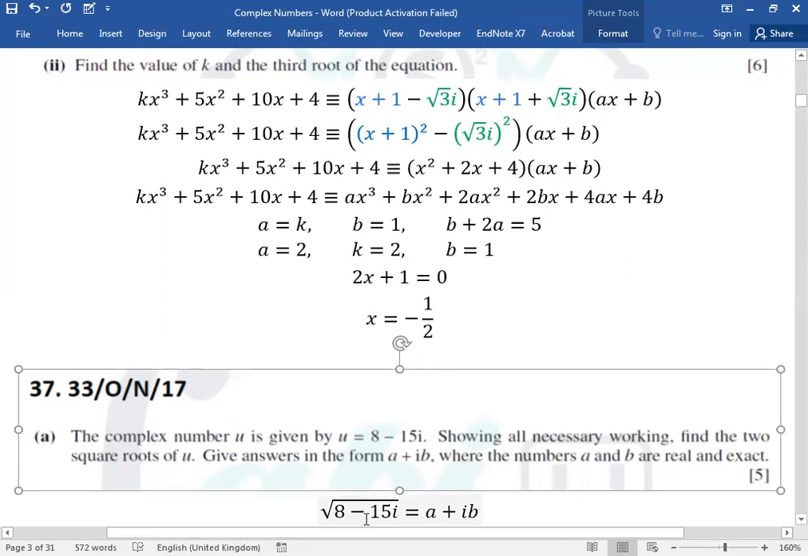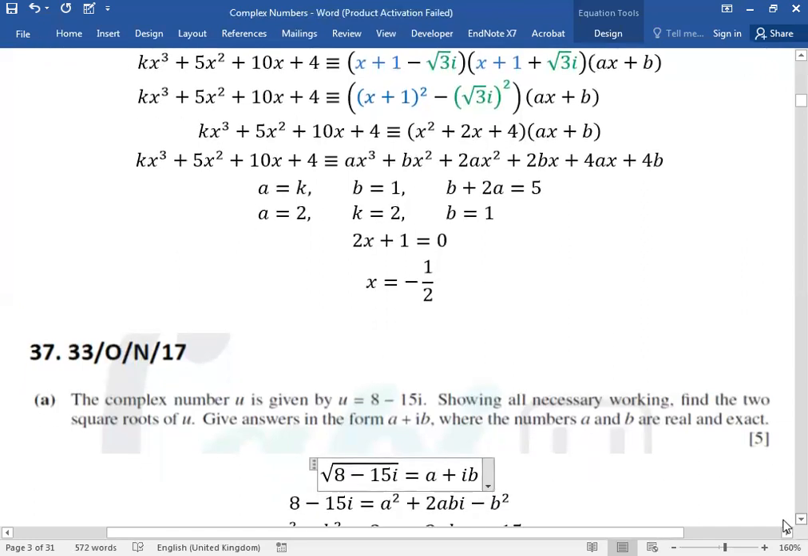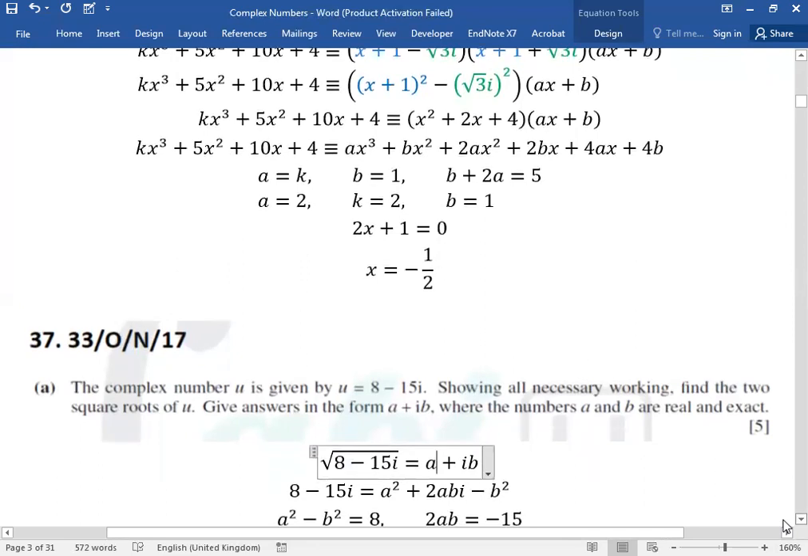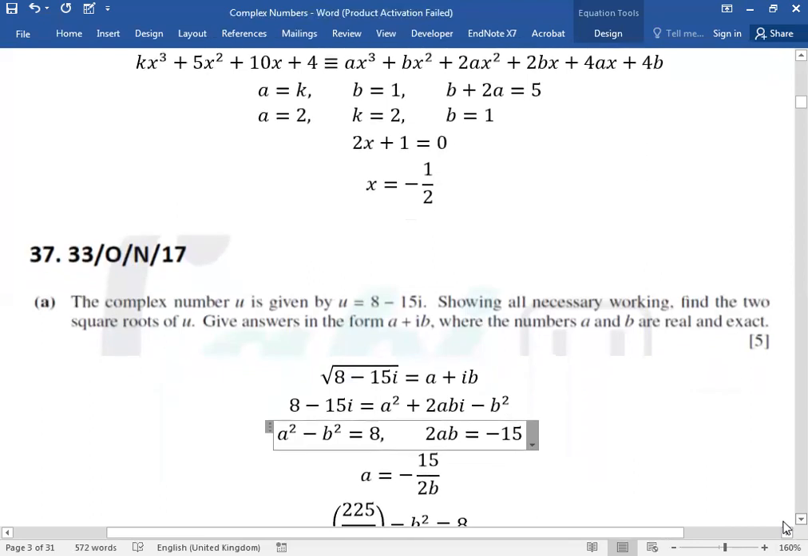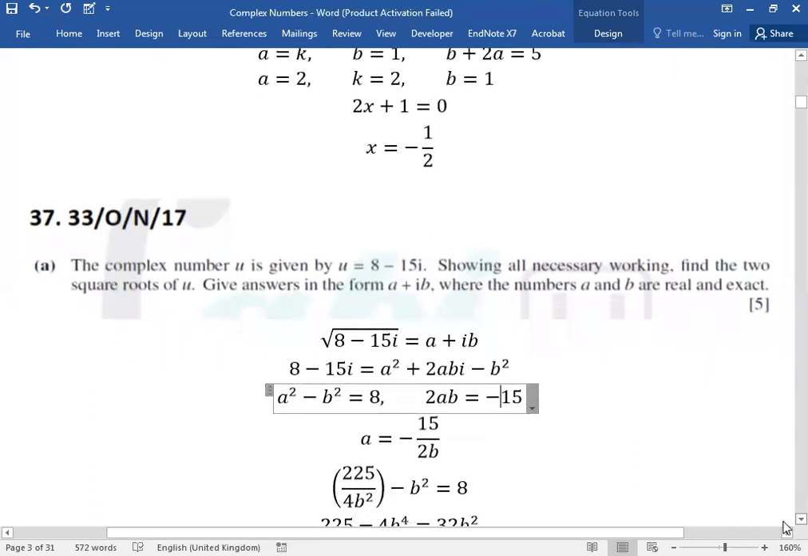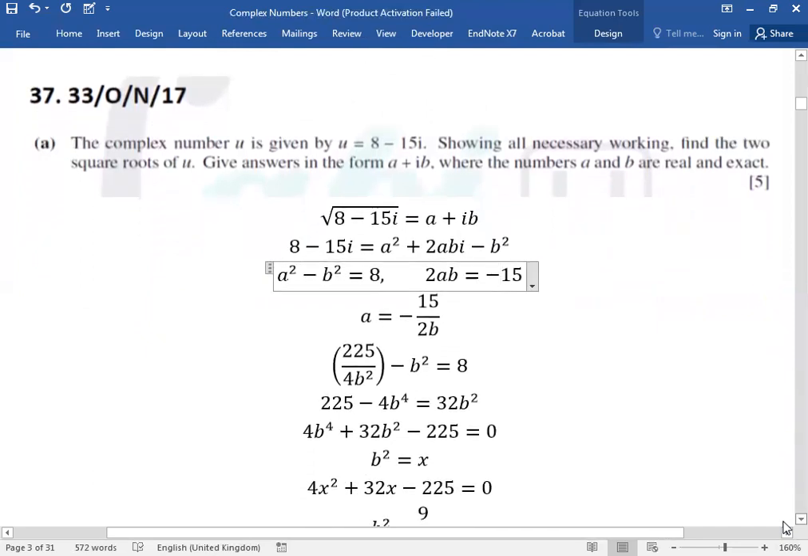Okay, so I'll say that the square root of 8 minus 15i will be equal to a plus iota b. Now remember, all I need to do is figure out the value of a and b, right? I can square both sides, and then I can just compare the real and the imaginary part. My real part is a square minus b square, that will be equal to 8. My imaginary part is 2ab, that will be equal to -15. And then we can easily make one of them the subject of the formula and solve to get the values of a and b.